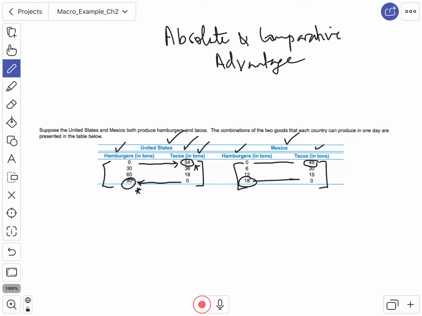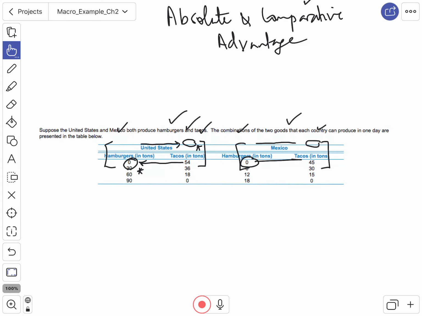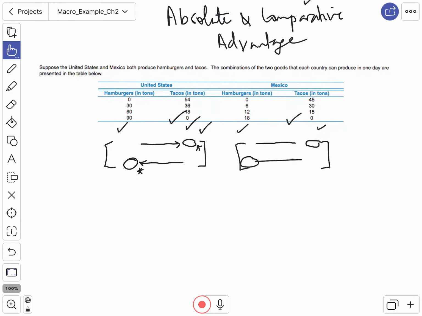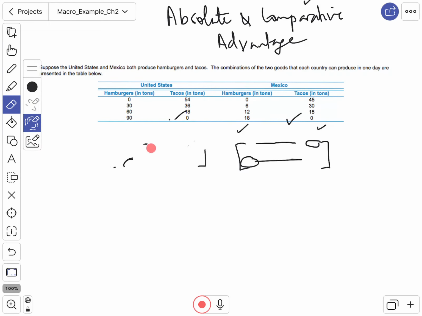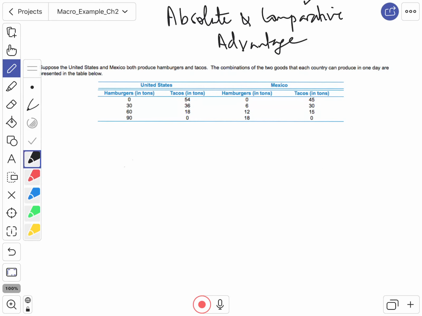The second question usually is about the comparative advantage. So we want to create a table that would tell us about the comparative advantage. We can do something like this. We can compare the first two lines. Here an additional 30 units of hamburger implies a reduction by 18 units in tacos.